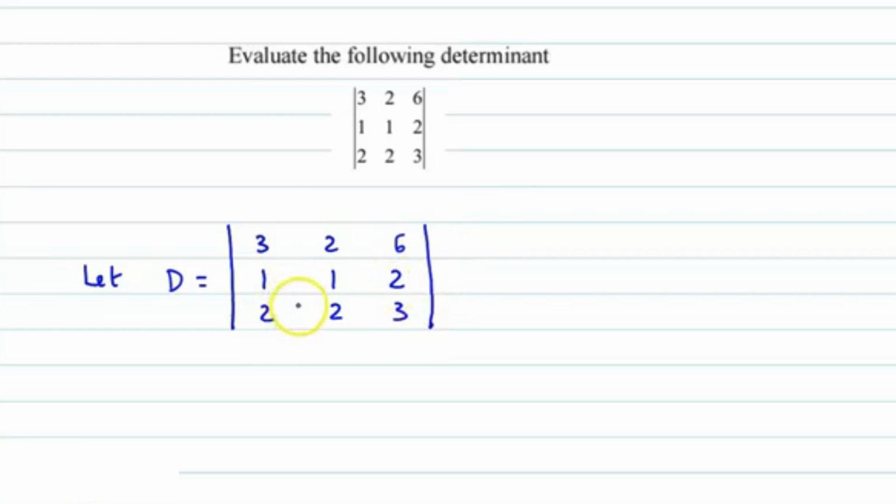Now let us evaluate this determinant along R1, that is first row.